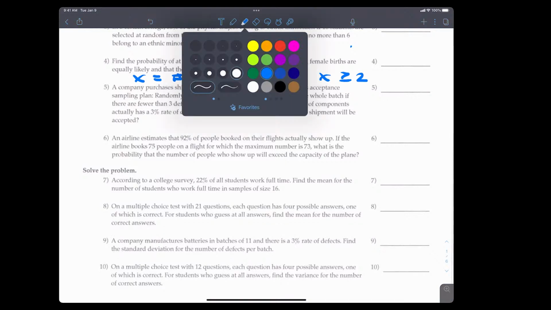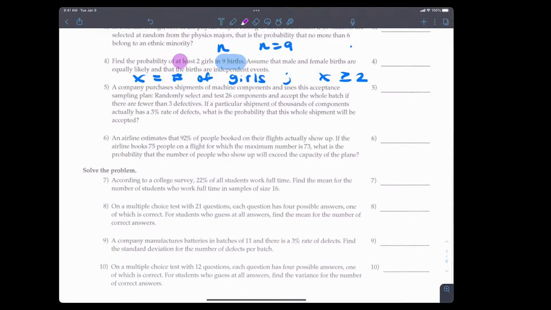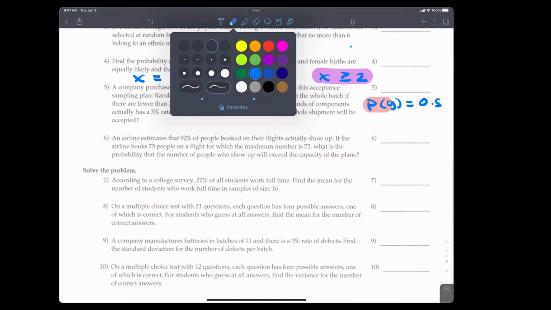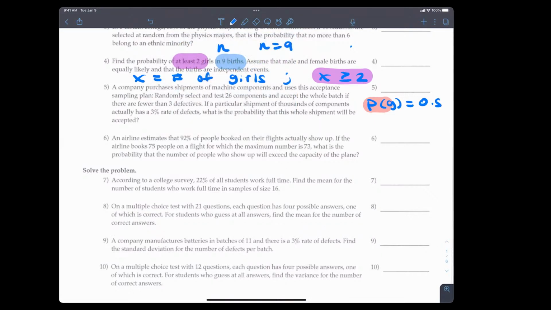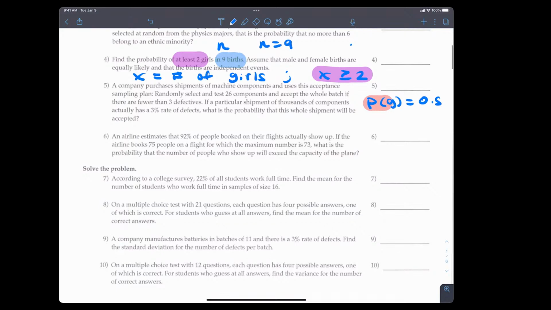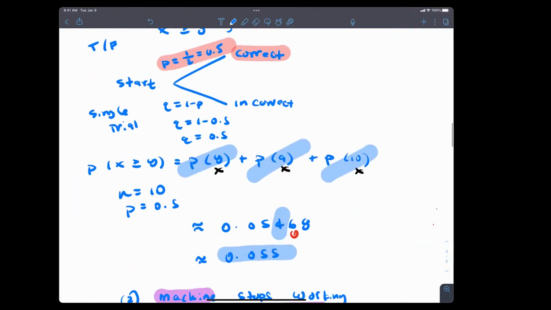They were really short and sweet with the question. And then they say, assume that the male and female births are equally likely. Well, we know that already. The single trial probability of having a girl is 1/2, which is 0.5. And that's going to be your little p here. So number 4 is an at least 2 question for having children, and n is 9. So let's write this down, number 4.